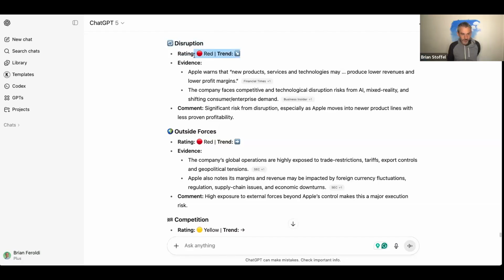All right. Number 2, disruption risk. It says red, and this is trending down. Apple warns that new products and services may produce lower revenues and profit margins in the future.